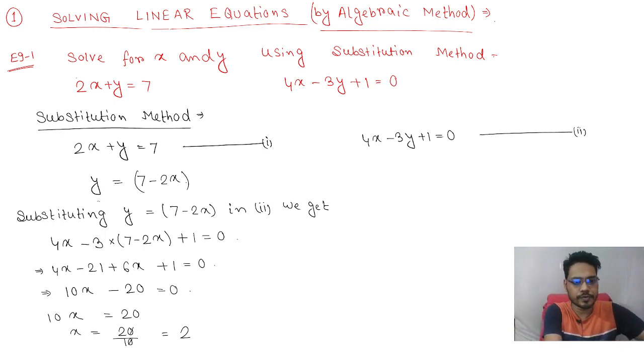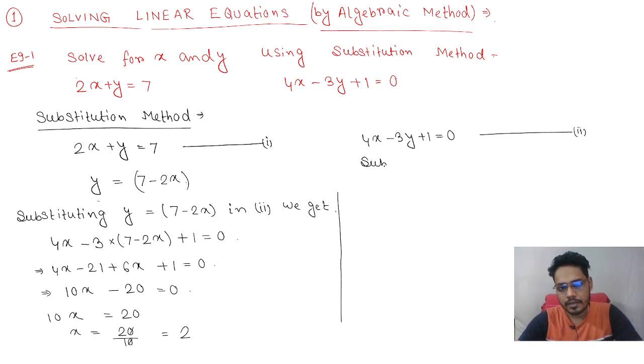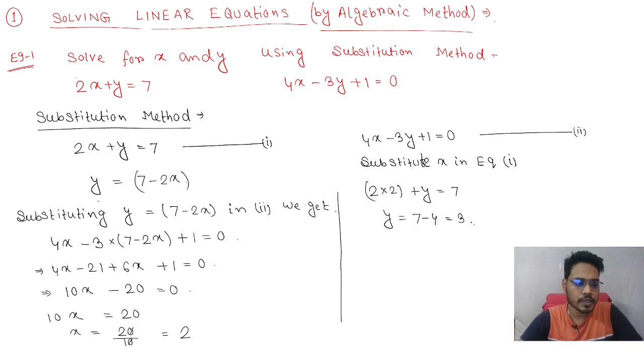Now we will substitute. First we substituted y in this, and now we will substitute x in equation number 1. If you put the value of x in equation number 1, what you will get? 2 into x, that means 2 into 2, plus y is equals to 7. So y will be equals to 7 minus 4, that is 3. So the values of x and y are 2 and 3.